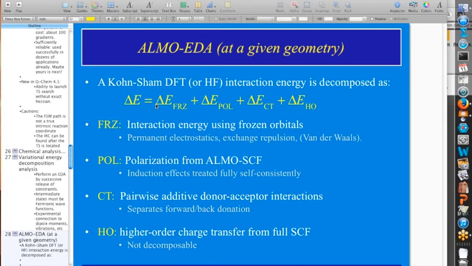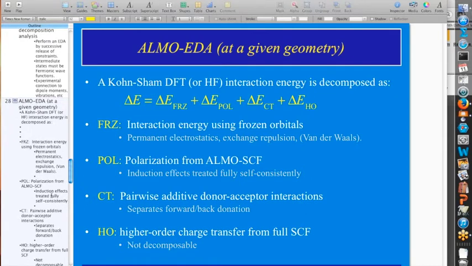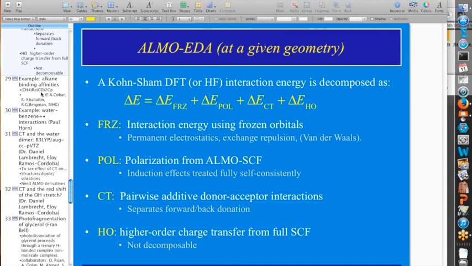In a little more detail, that means that the energy is broken up into these four pieces, the three that I just described, with a little twist that the forward-back donation piece is done in a pairwise additive fashion, because you'd like to be able to see forward donation separate from back donation. But if you do that separation, there has to be a little tiny higher order piece left over at the end that corresponds to polarization accompanying charge transfer, and that's not pairwise decomposable. So anyway, that's the basic scheme, and I'll just show you a few chemical examples to maybe whet your appetite for the sort of applications where this might be useful.